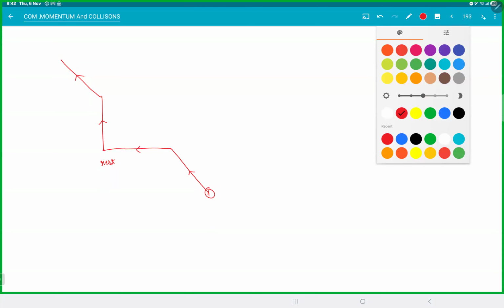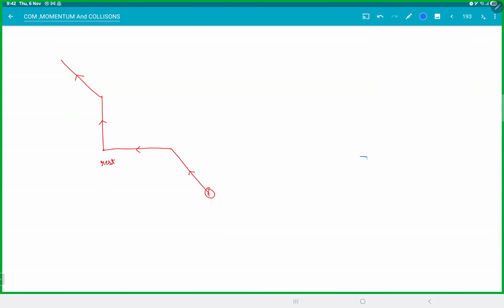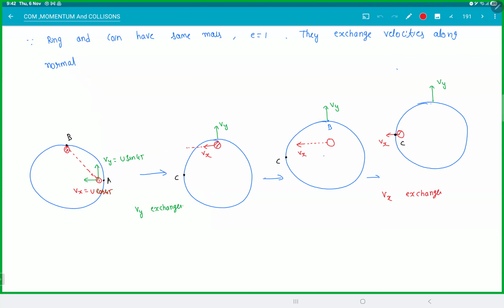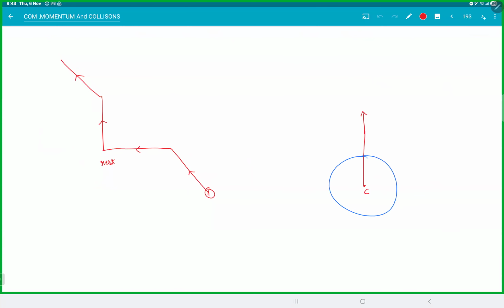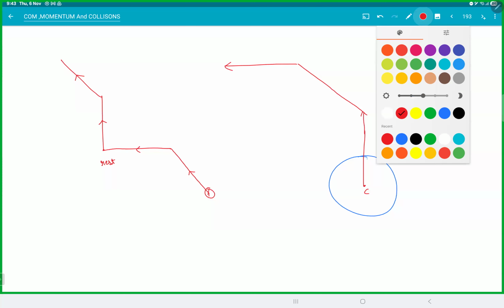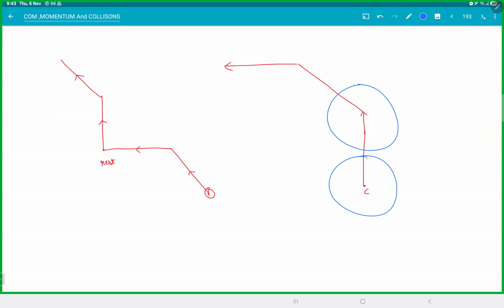And how is your ring going? This was there. Then the ring's center, so the ring will go like this. The ring will go up. Then the ring will go diagonally. Then the ring will go horizontally. This is how the ring is going. Clear with this?